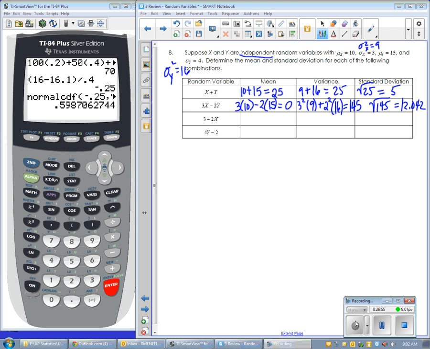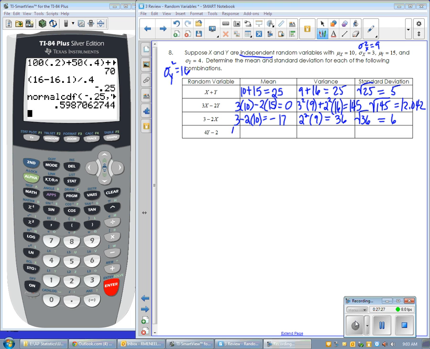If I'm looking at 3 minus 2x, to do my mean, it's just going to be 3 minus 2 times the mean of x, which is 10, and I get negative 17. When I do the standard deviation, remember with the variance, adding and subtracting is not going to affect the spread at all, so I'm just going to ignore the 3. When I square that negative 2, actually it's always going to be a positive 2, so it's going to be 2 squared times 9, and that's going to give me 36. When I take the square root of 36, I get a standard deviation of 6.